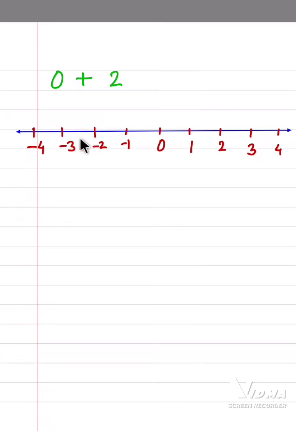Now let us take one more example. 0 plus 2. We should start here with 0, and we are adding +2 to 0, so we should move to the right side by 2 integers. Let us see, 1 step and a second step. So the addition of 0 plus 2 gives us how much? 2.